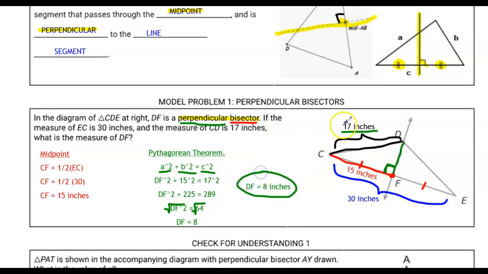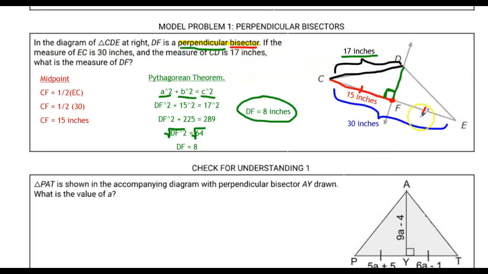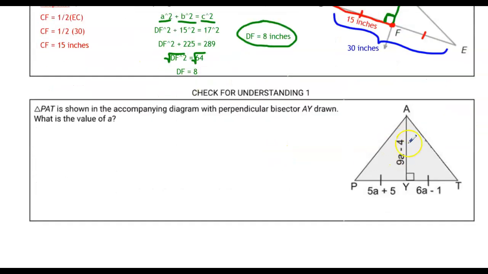We're using inches because all of the other measurements here are inches. Great. The check for understanding number 1, we're going to be doing in class, but keep in mind it's going to be the same kind of idea. You're going to set up a scenario using values that you know and using the ideas based on what they tell you about a perpendicular bisector in order to solve for an unknown.